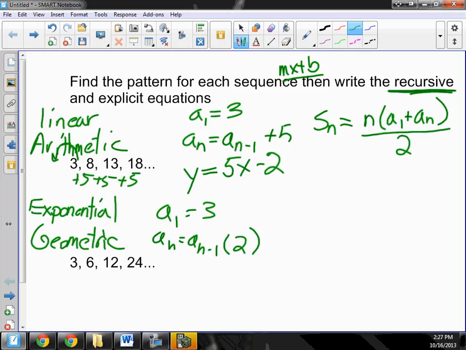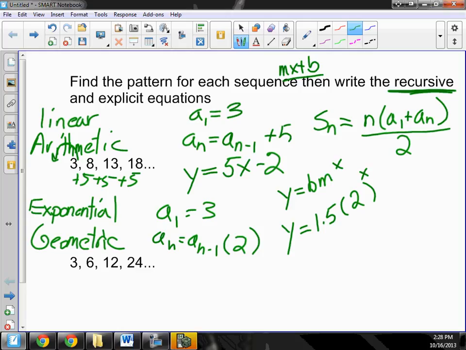Okay? So the explicit formula is in the form y equals b times m to the x, where b is year 0, but I don't have year 0. So how am I going to find year 0? Divide by 2, which is 1.5. So y equals 1.5 times, what's my common ratio? 2 to the x.